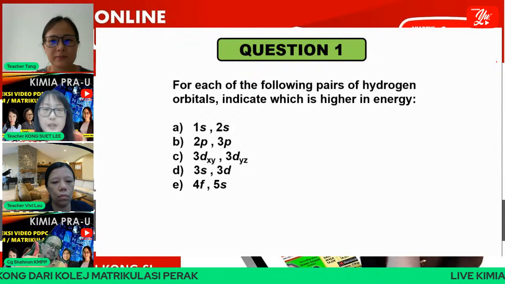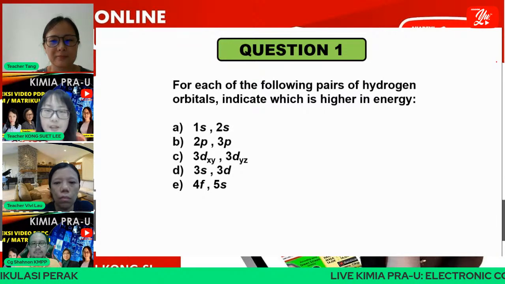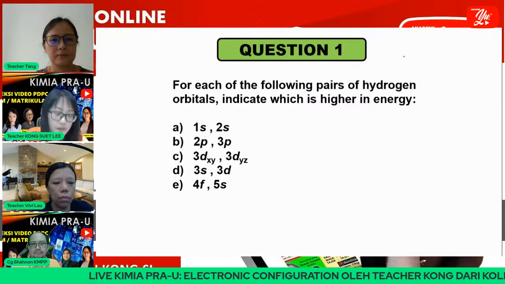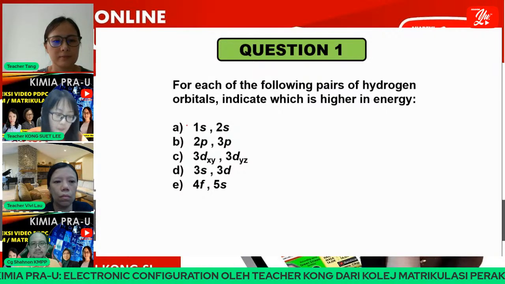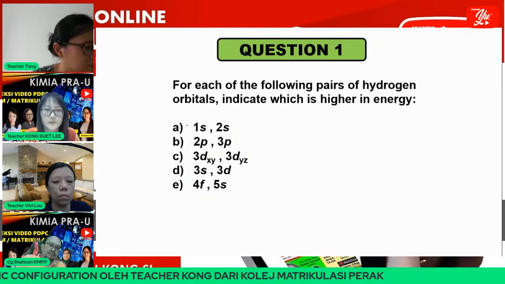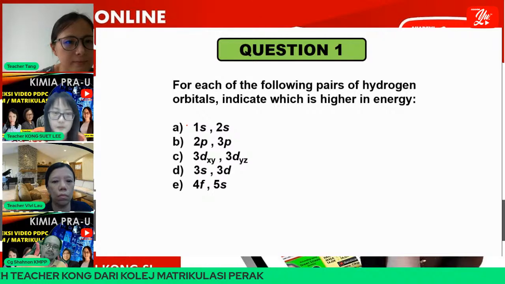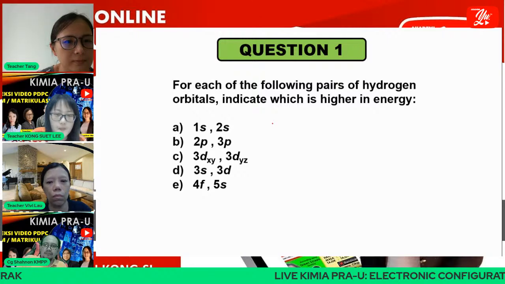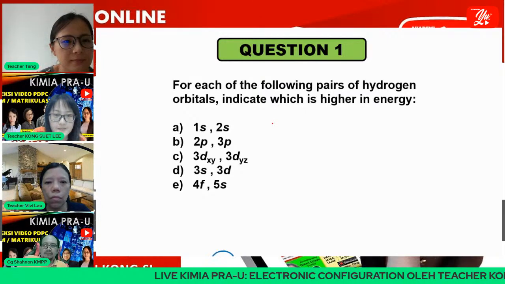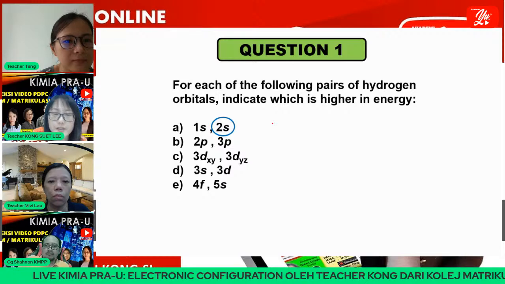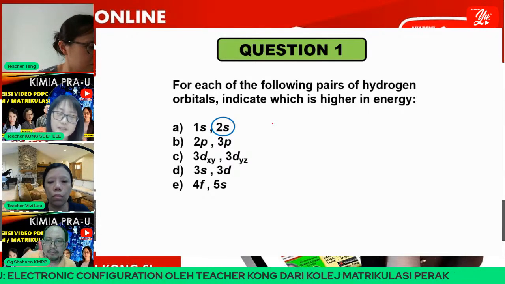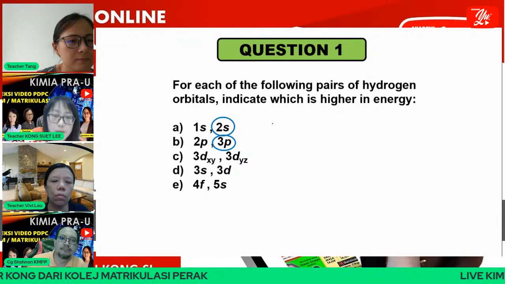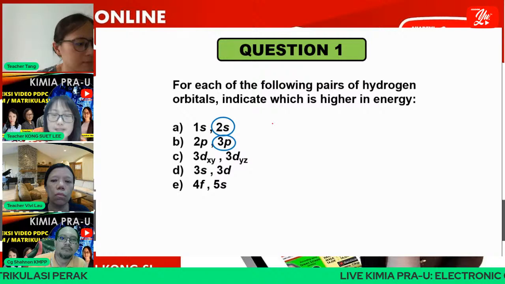Students, for each of the following pairs of hydrogen orbitals, indicate which is higher in energy. Let's check which one is higher. We start with A first. 1s or 2s? Yes, 2s, with higher energy. 2p and 3p: of course n equal to 3 is larger, so 3p.